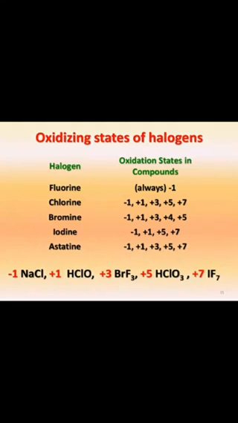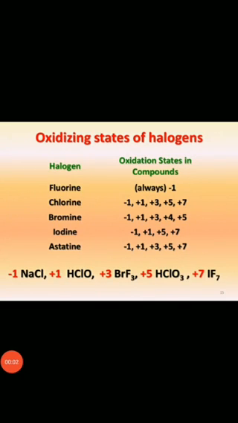Now students, we will discuss the oxidation states of halogens. Halogens have only one electron less to gain the next noble gas configuration. Therefore, they generally show the -1 or +1 oxidation state. Since fluorine is the most electronegative element, it will always show an oxidation state of -1. It doesn't show any positive oxidation state.